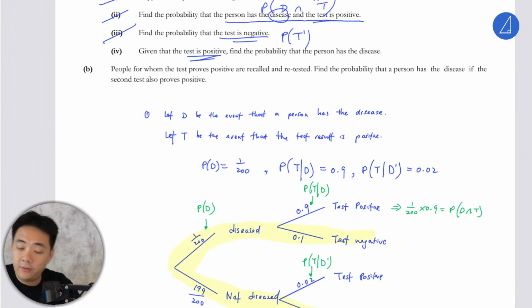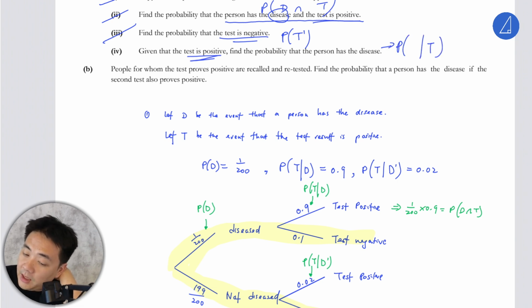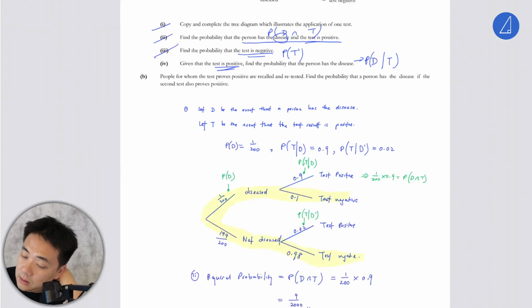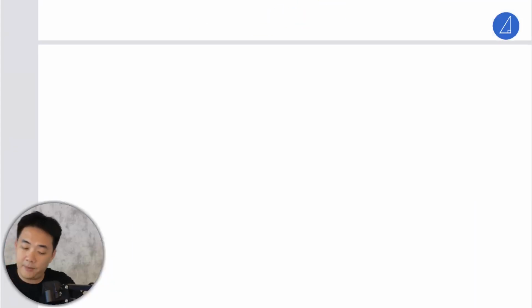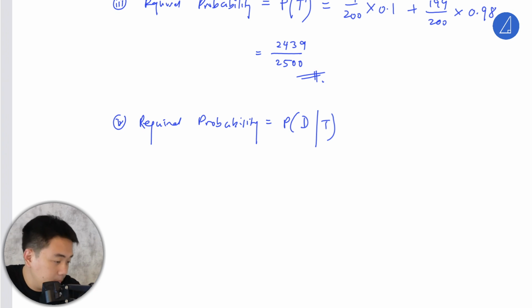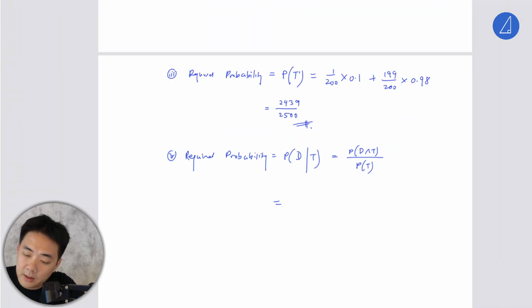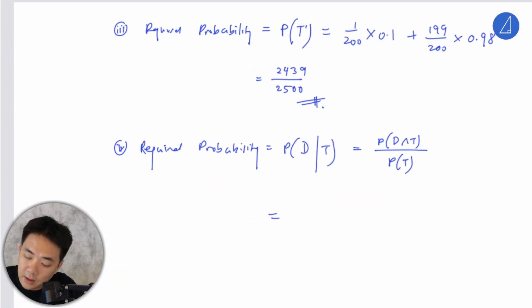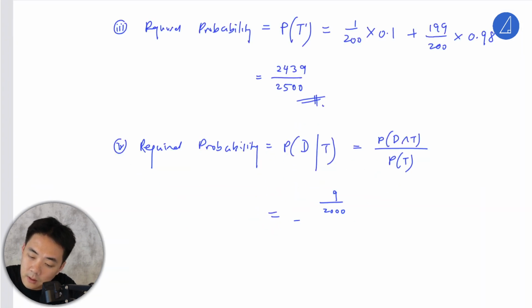Given that the test is positive, given this already happened as a prerequisite, find the probability that the person has the disease. So D. Okay, that's that. So that's part 3, part 4. Okay, so this is it. You use the formula: P(D intersect T) over P(T). P(D intersect T) will be the value you found just now, 9 over 2,000. P(T) will be 1 minus P(T prime), which is the value we found just now.